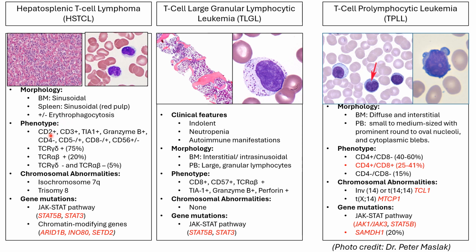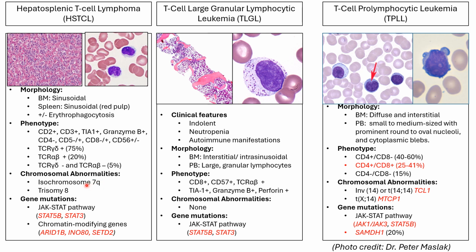And phenotypically, it marks CD2, CD3, TIA1 positive, granzyme positive, and CD4 is negative, CD5 is usually negative, CD8 is usually negative, CD56 can be positive, and gamma delta is the type predominantly, so 75%. Alpha beta can be positive in 20%, and 5% are alpha beta and gamma delta negative.